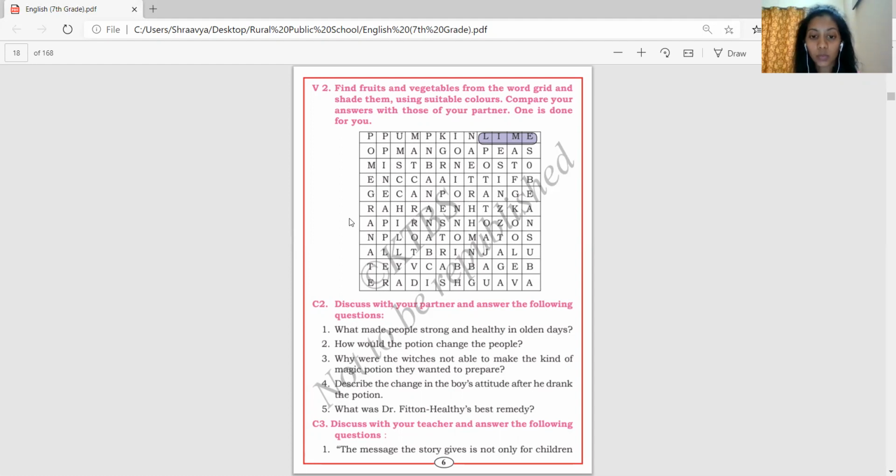Describe the change in the boy's attitude after he drank the potion. So he gave up exercising, okay? He would only sit and watch television. He would not feel like eating fruits and vegetables. He would only want to eat pizza and burger. What is all this pizza and burger? Ice cream and chips. It's called junk food. Okay, junk food is not good. That is how the boy's attitude changed after he drank the potion in the forest.